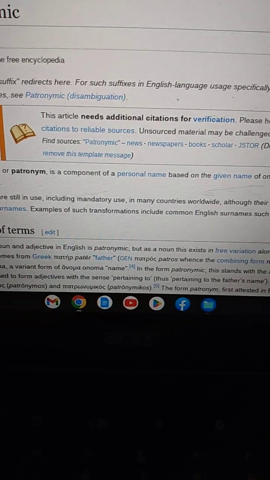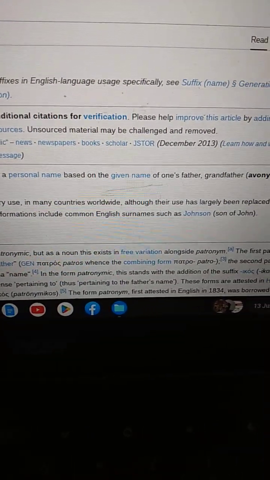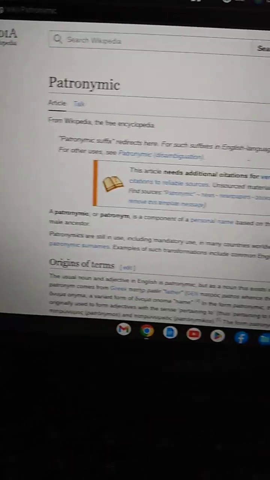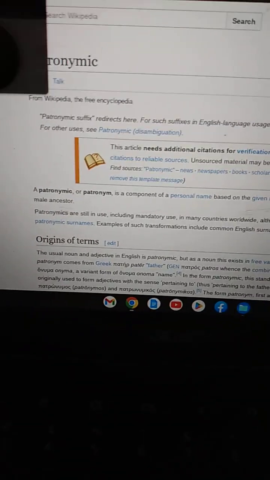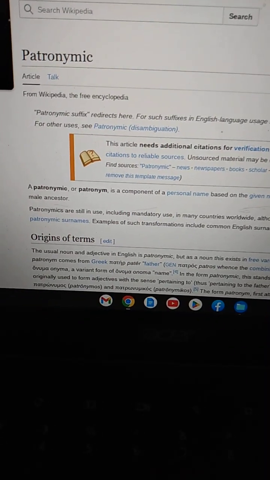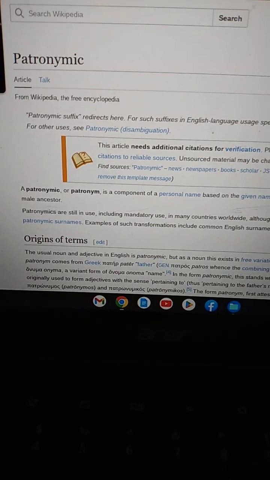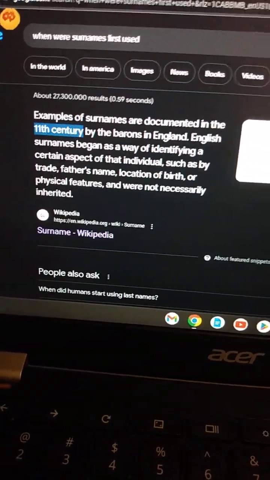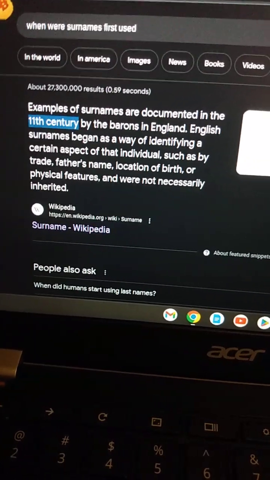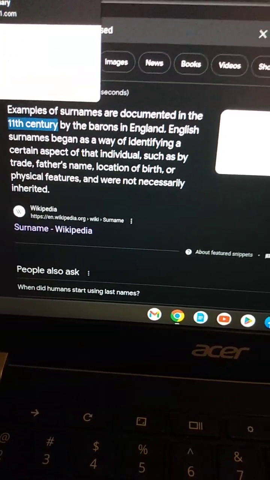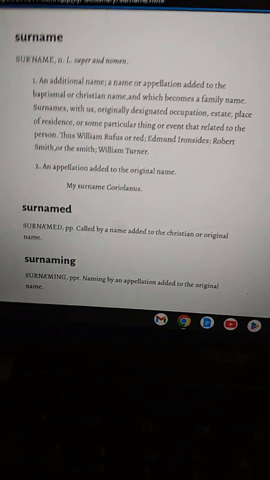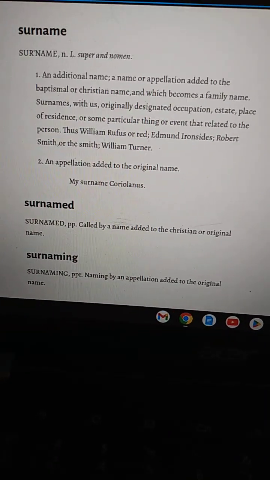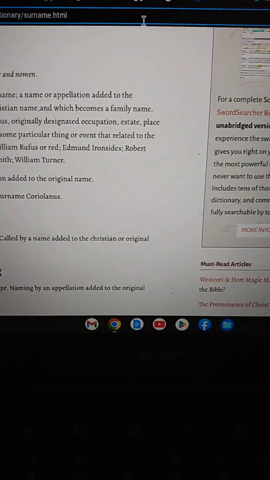A patronymic is a component of a personal name based on the given name of one's father, grandfather, or an earlier male ancestor. So that's where our surnames come from. That's how we use our surnames. It's patronymic. You dig? And the surnames are documented to be used in the 11th century, which was the 10th century. Alright? An additional name added to the baptismal or Christian name, which becomes a family name. And that was all us.